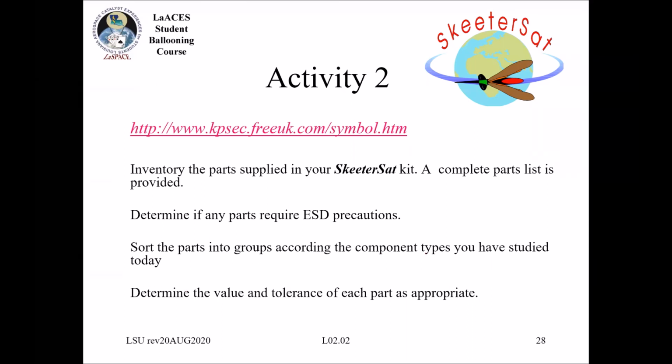And this is another activity that we probably won't go into detail here, but you all should inventory the parts supplied to you in your Skeeter SAT kit, and the complete parts list is provided. And then get an understanding of the ESD precautions and how to protect your work area as well as the parts. Then sort the parts into groups and go back over them. Look at this on the internet. Type it in. Look at the part numbers like we talked about, and then determine the value and tolerance of each part as appropriate.